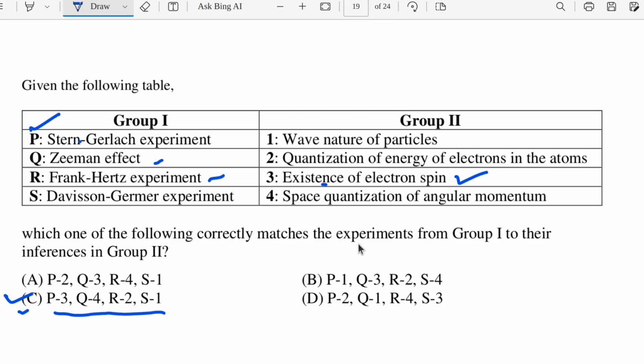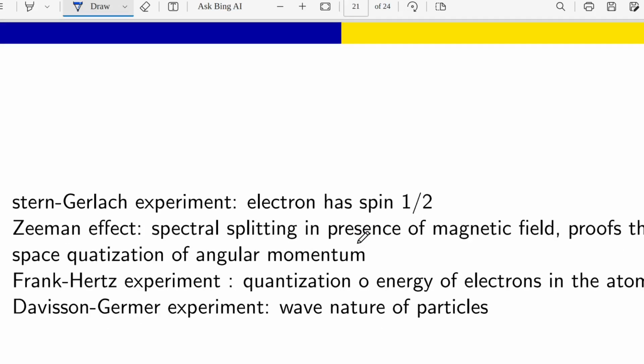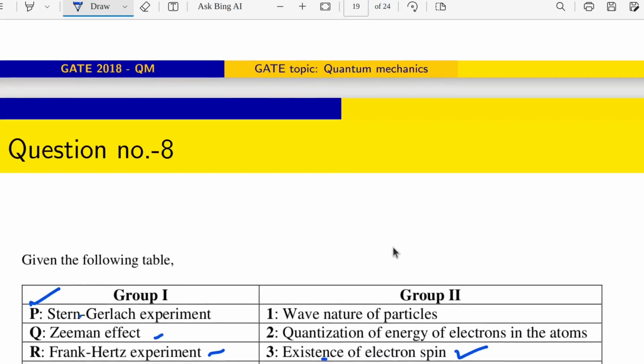Why? Because in that experiment you can see that there are energy levels like that. To explain the Zeeman effect, I have to write some quantized value of angular momentum, and there will be some energy levels corresponding to each angular momentum, right? So the output of the Zeeman effect is nothing but space quantization of angular momentum. I have already written here, yes, this is the spectral splitting in presence of magnetic field, and what it proves is the space quantization of angular momentum. Okay. Now coming to the third one.